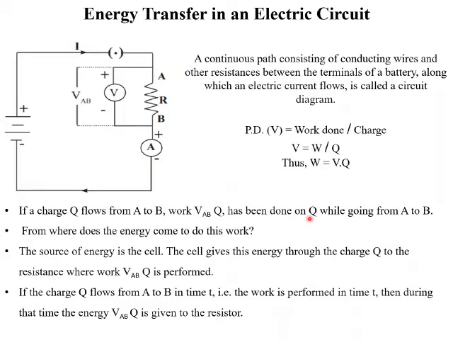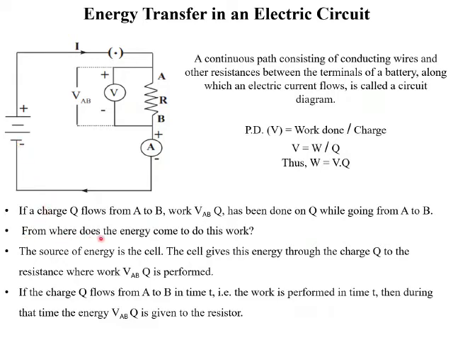point A to B. Now point A is connected to the positive terminal of the cell, hence it is the point which is at a high electric potential. Point B is connected to the negative terminal of the cell, hence it is considered to be at a low electric potential. So when the charges are moving, they are moving from the high potential to the low potential, and when these charges are moving, they are doing work, and to do work we need energy.